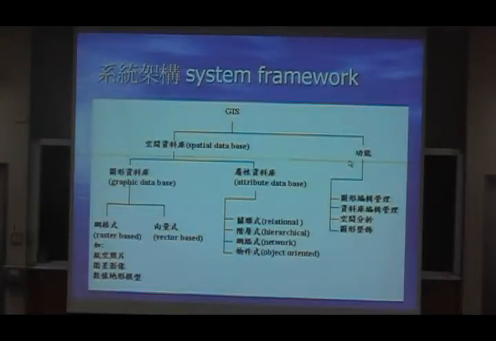On the other hand, we have functions. 所以有4类的 function. First one is editors, graphic editors. Second one is alphanumerical editors for the data. Third one is spatial analysis. The last one is how to have a scale, have a title, or orientation mark to produce a map. The function to produce a map.